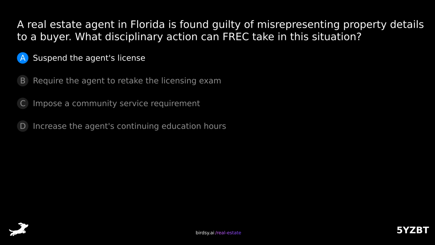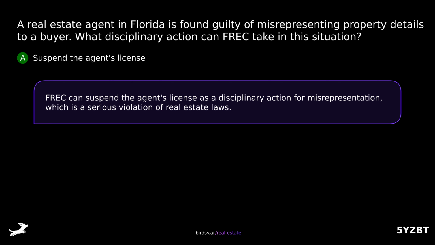Is it A. Suspend the agent's license? B. Require the agent to retake the licensing exam? C. Impose a community service requirement? Or D. Increase the agent's continuing education hours? The answer is A. Suspend the agent's license. FREC can suspend the agent's license as a disciplinary action for misrepresentation, which is a serious violation of real estate laws.